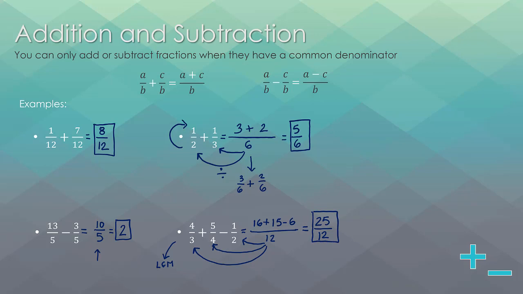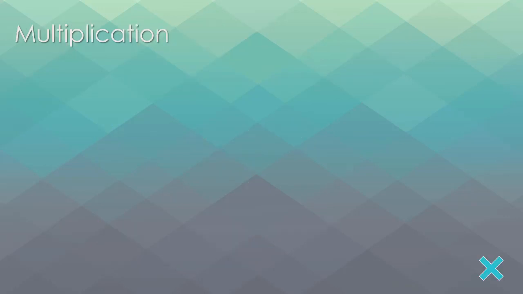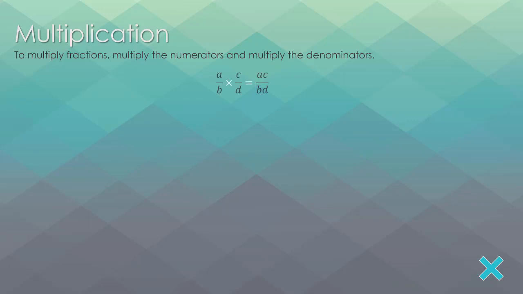Now let's see our next operation, multiplication. To multiply fractions, we multiply the numerators and then multiply the denominators. Okay, so this one is pretty simple. We do the multiplication directly. 1 times 1, 1. 4 times 2, 8. Okay, we multiply numerators and denominators.